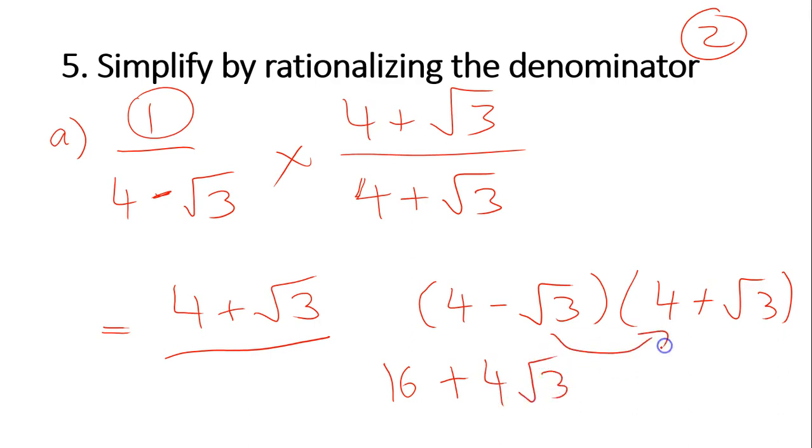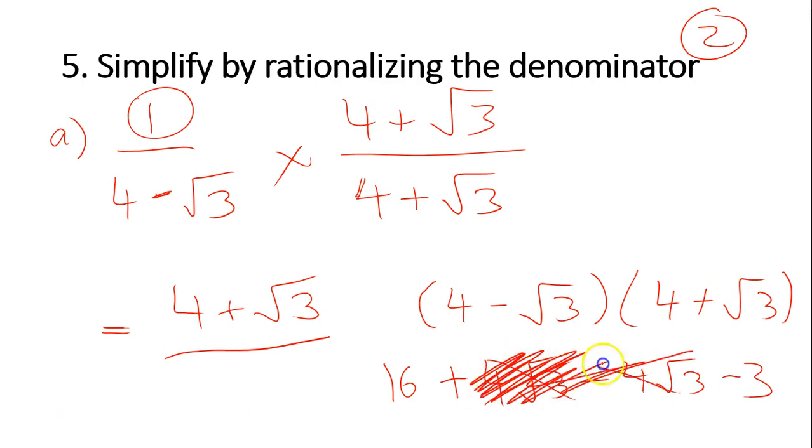And then this, minus 3 times 4, which is minus 4 root 3. Let's just write this, minus 4 root 3. And minus root 3 times root 3, which is, you guessed it, minus 3. And what actually happens here is 4 root 3 and minus 4 root 3 cancel. So this is gone. This part, let's just forget about it.